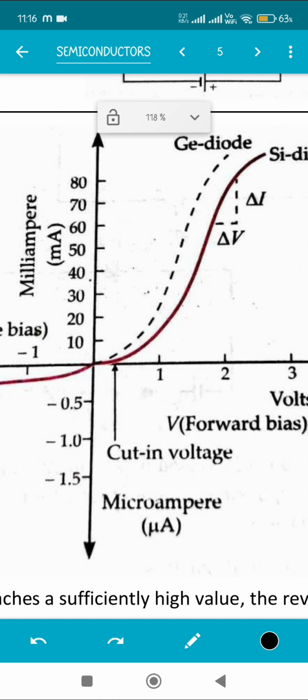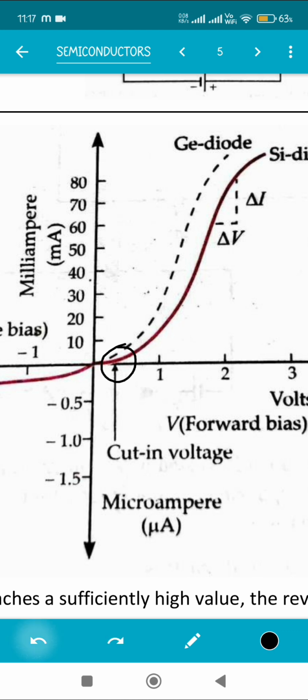Now what is the cut-in voltage? Let's see. It is the voltage at which the forward bias current will increase rapidly with voltage. Okay, it is not increasing like in the breakdown condition, of course, but it starts to increase rapidly, or it starts to increase exponentially. That voltage is known as the cut-in voltage.